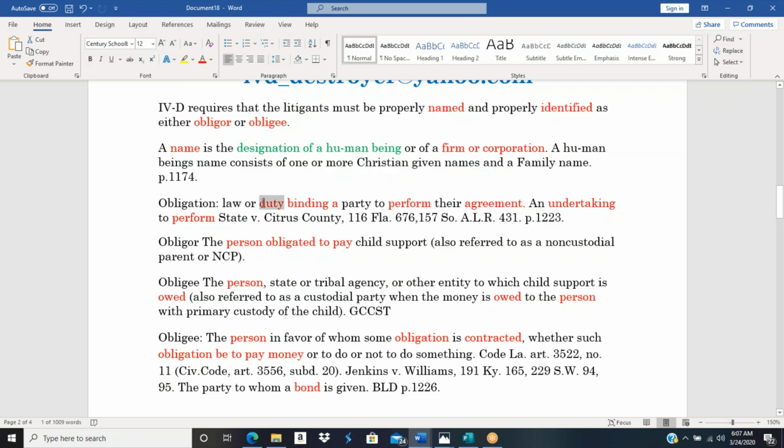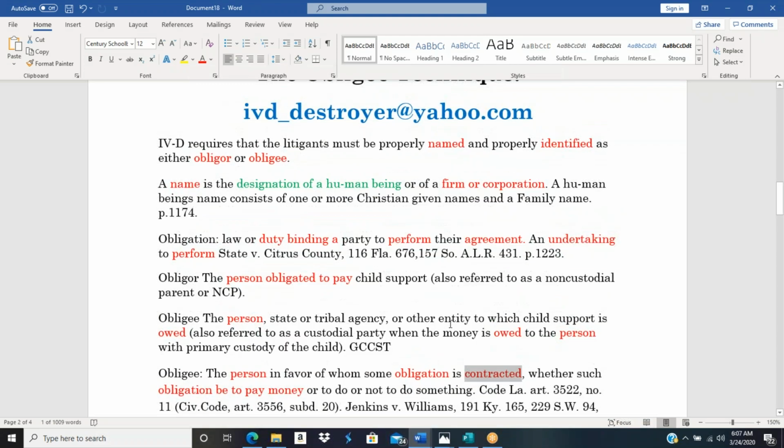What is a duty? Duty rests upon a person in an official capacity. Who is that person? The obligor. How can he be obtained in that official capacity? There must be a contract. No contract, no obligor. No contract, no obligee. No contract, no duty of support. Okay. Very simple technique.